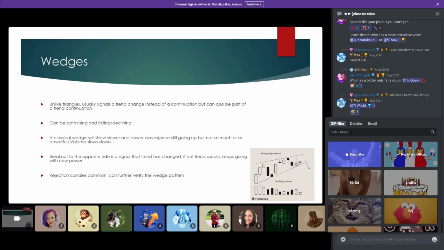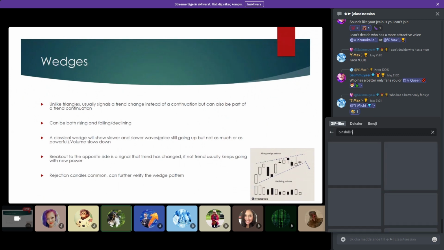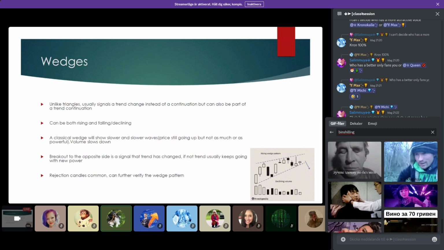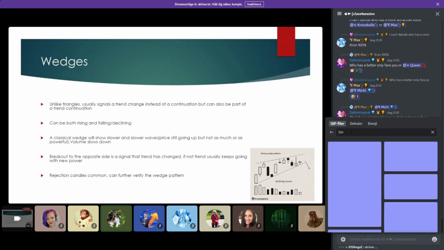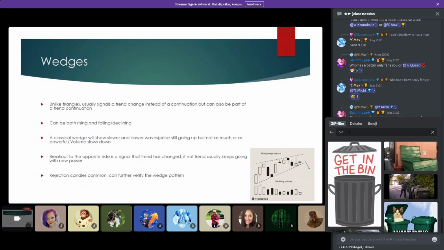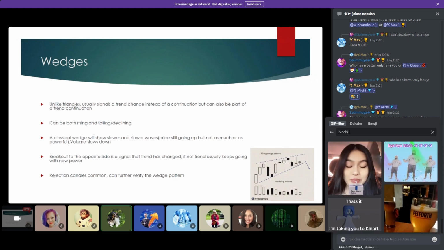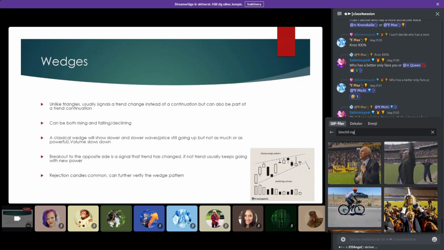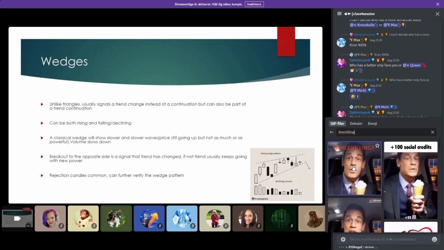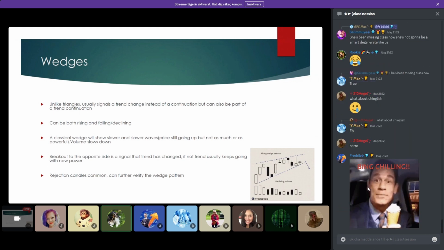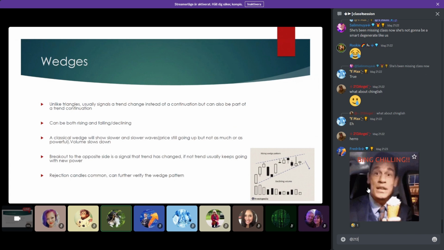But unlike the triangles, they usually signal a trend change instead of a continuation. So here we could have been in a big downtrend, and the wedge will signal that the downtrend is coming to an end. And the same rule applies. This goes for every pattern or every candle. There is always the opposite side. It can be falling or declining instead of rising. But on my picture there, you see a rising wedge pattern.